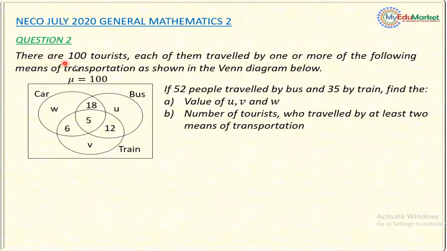This question says there are 100 tourists. Each of them traveled by one or more of the following means of transportation as shown in the Venn diagram below. This is the Venn diagram. Total number of tourists is 100. Some traveled by car, some traveled by bus, and some traveled by train. These are the three different types of transportation system or means of transport.